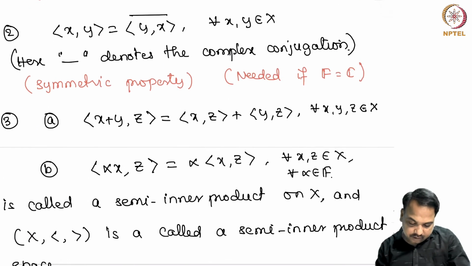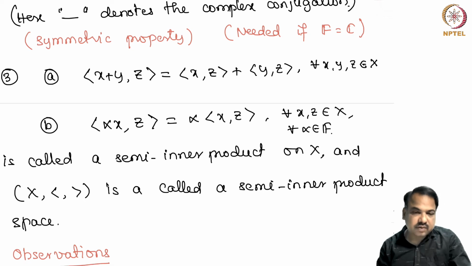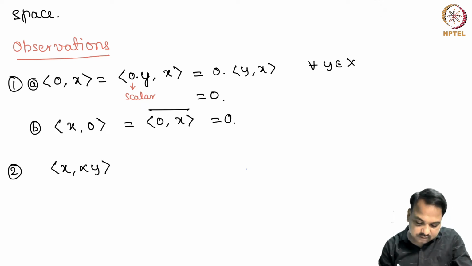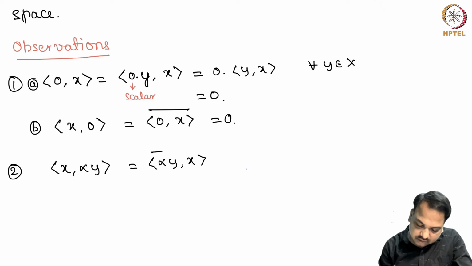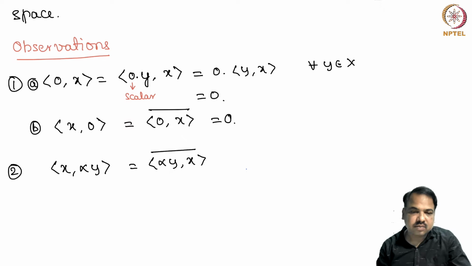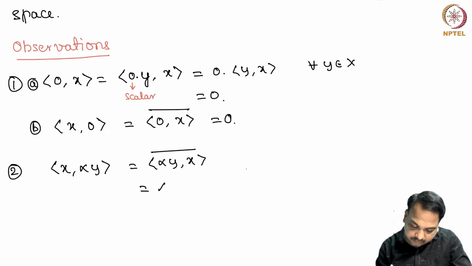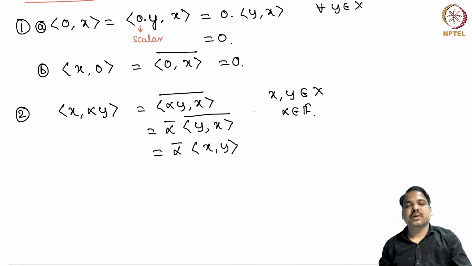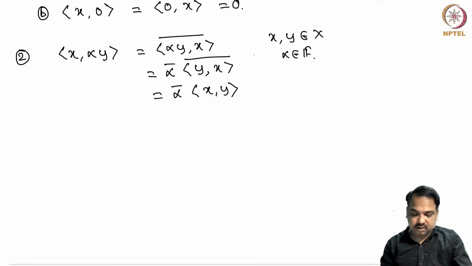Now the second condition: if you look at axiom 3b, we specified that when you take alpha x in a semi-inner product with z, we get alpha times the semi-inner product of x with z. Now if you take the scalar product on the second variable, what will happen? Look at the semi-inner product of x with alpha y. That is nothing but alpha bar times the semi-inner product of x with y, where alpha is a complex number or real number depending on the field. Here x and y are in X and alpha is coming from the field. So these are very important observations for the semi-inner product.